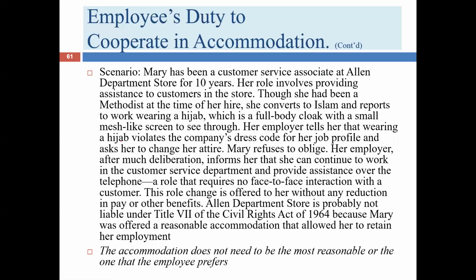Let's look at this scenario. So Mary has been a customer service associate for 10 years. She provides assistance to customers as they are in the store. Initially, she was a Methodist, but she has converted to Islam, and now she wants to wear a hijab to work. And the particular hijab she wants to wear is a full body cloak with a small mesh-like screen where her eyes are, so she can see out a little bit, but no one can see her face, not even really her eyes. And her view is somewhat obstructed as well.